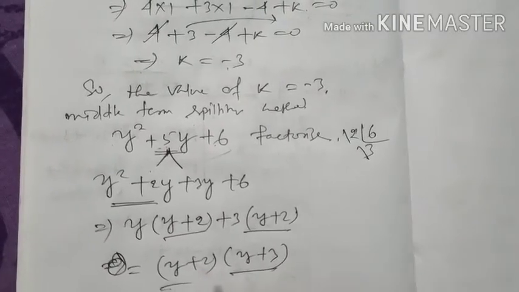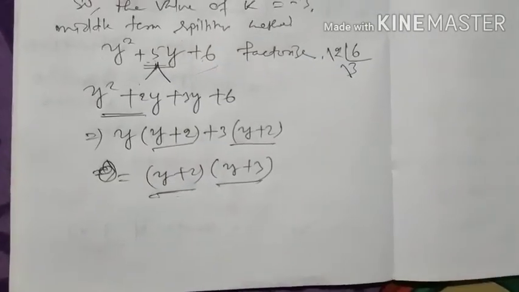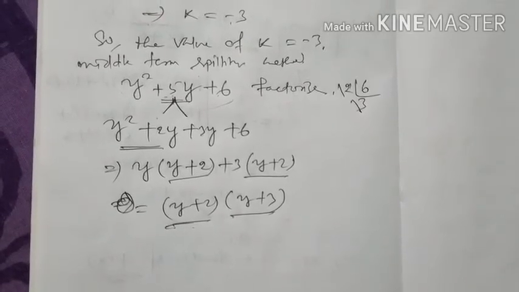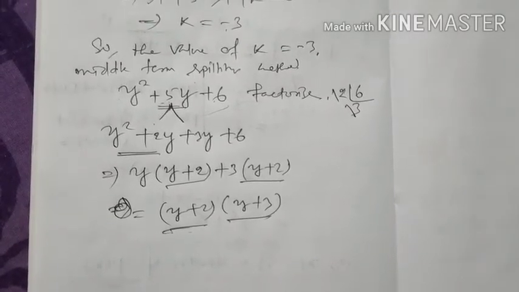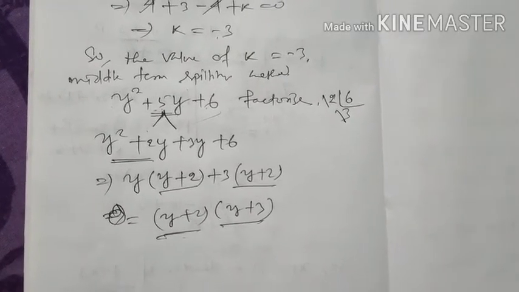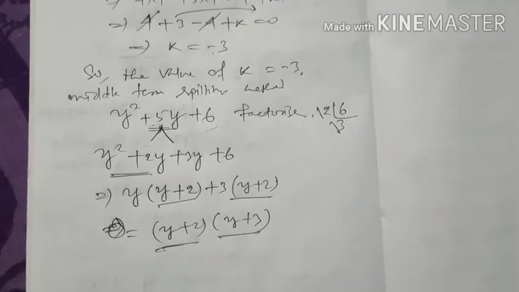So listen students, look at here. Here we can find the product of two terms, that is y plus 2 and y plus 3. So y plus 2 and y plus 3 are the factors of y square plus 5y plus 6. Right now, in this way you can find the factors. Let us discuss another example.